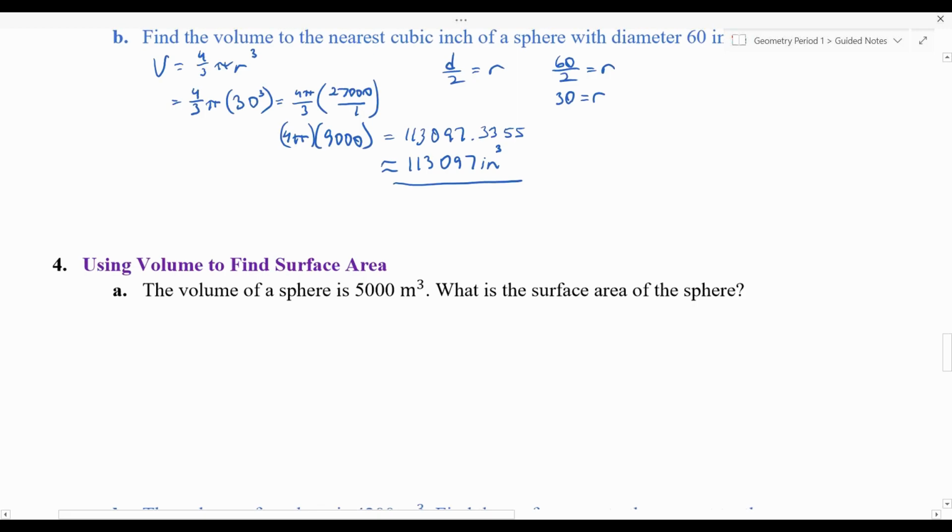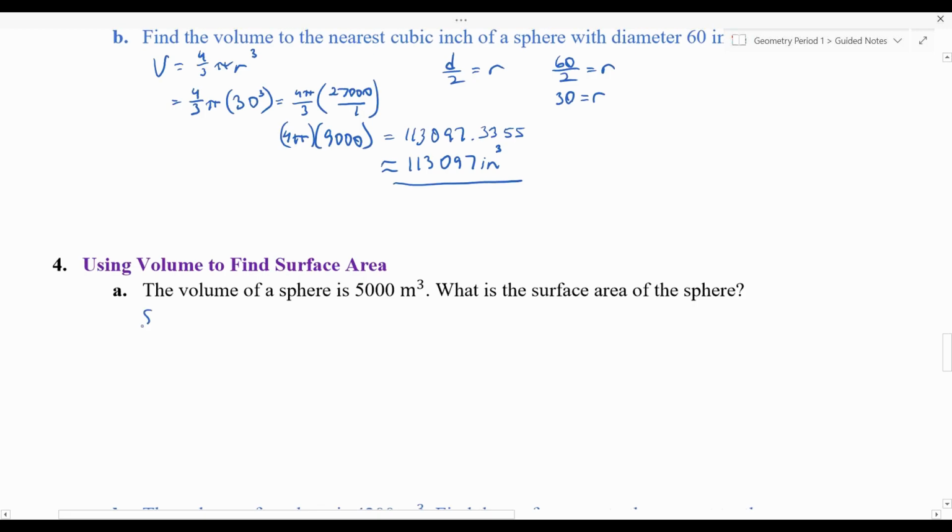Okay? Moving on, we have using volume to find surface area. Now, these problems are a little bit longer, but they're not too difficult. Once you actually take it one step at a time, which is what I'm going to try to do, you should be able to do this no problem. Using volume to find surface area. The volume of a sphere is 5,000 cubic meters. What is the surface area of the sphere? Now, here's where it comes interesting. We need to find the surface area.